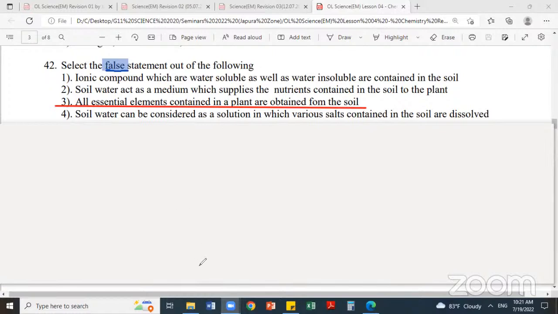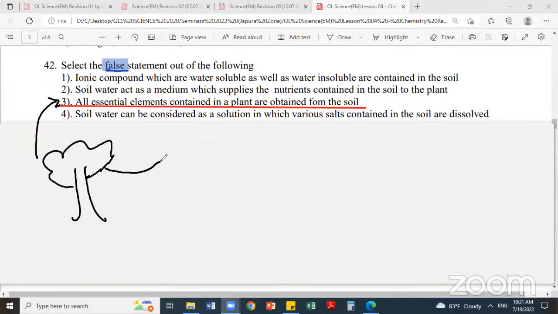The element carbon is not taken from the soil. Very good. You have given the answer with good understanding. The element carbon is taken as CO2 from the atmosphere, not from the soil. The element carbon is taken to the plant directly from the atmosphere as CO2. The other elements, minerals, calcium, sodium, potassium, hydrogen, are taken from the soil, right?